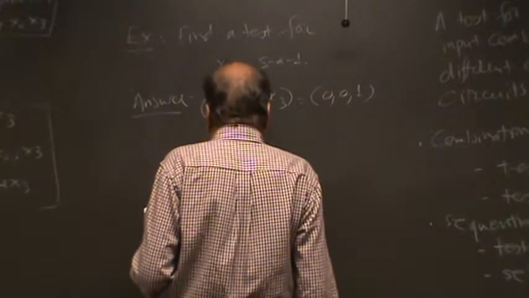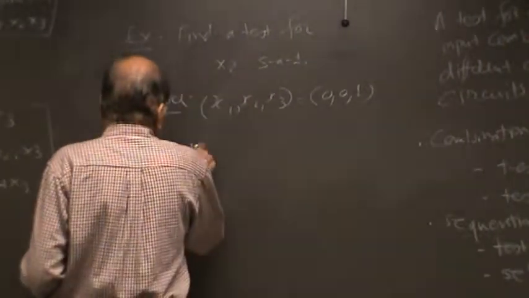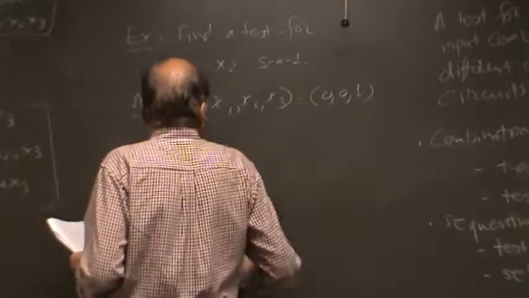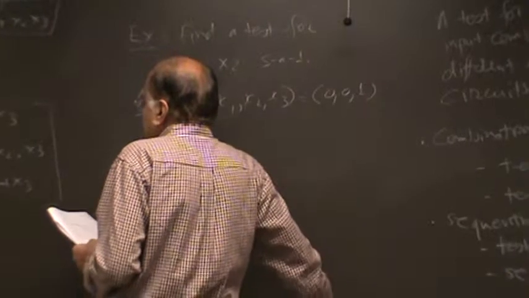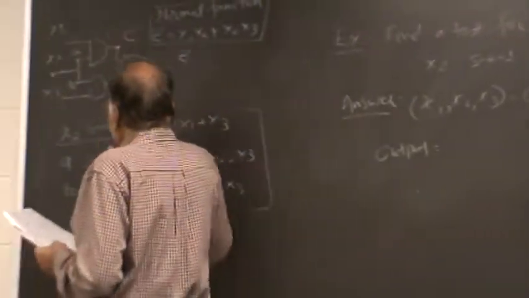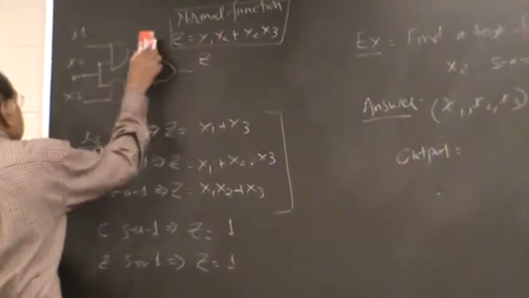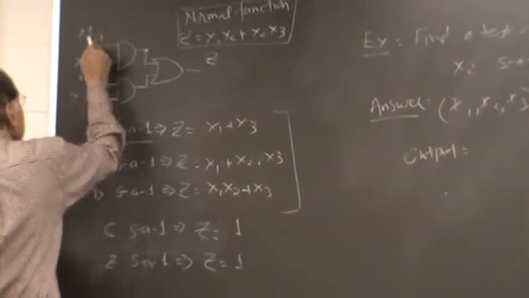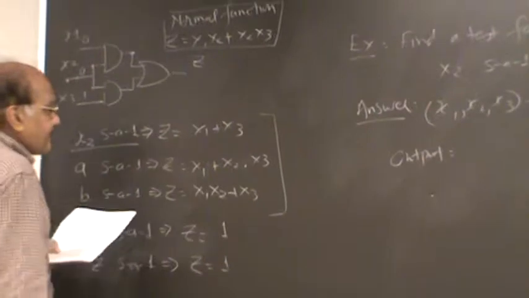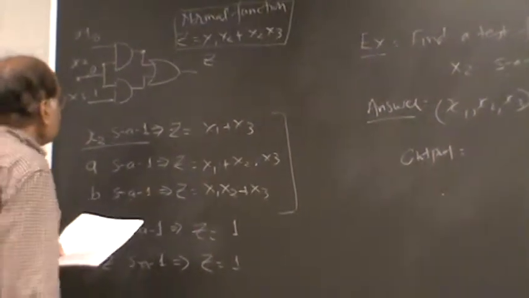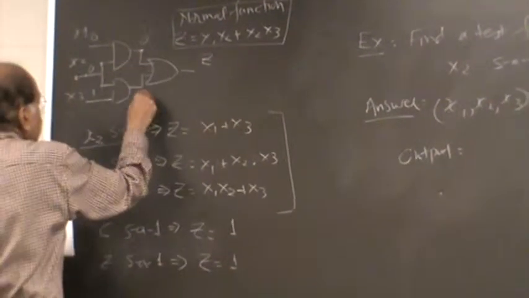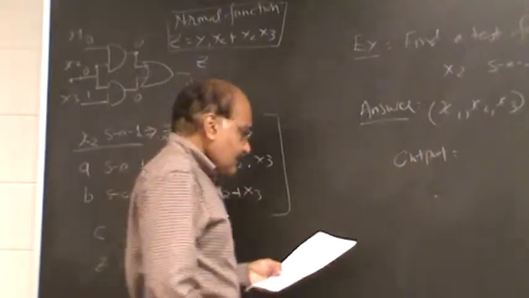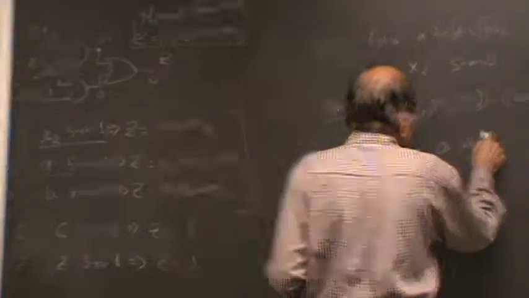And now in this case, output is going to be, let's assume that this fault is not there, then what will be the output? So we are applying 0, 0, 1, and there's no fault in there. And obviously this is 0, and this is 0, and this is 0. So it is 0 normally.